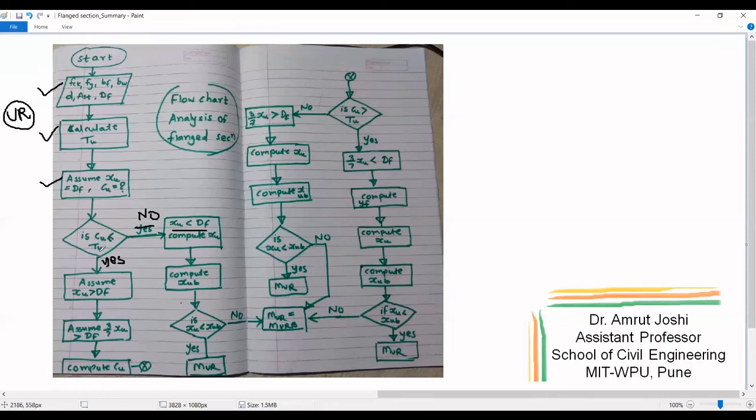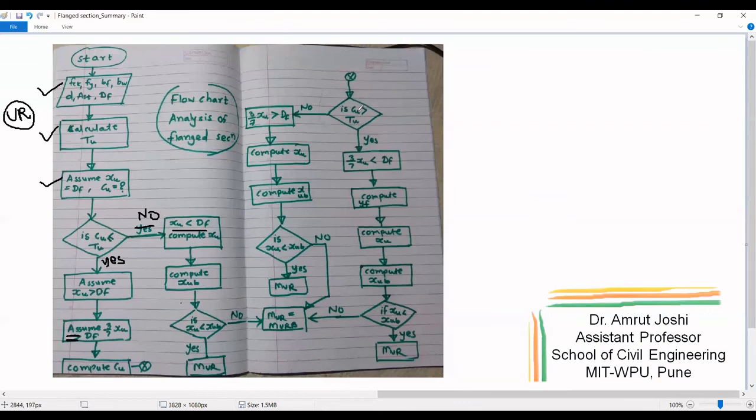Is Cu less than or equal to Tu? The other possibility is no, that means Cu is less than Tu. Therefore, we require more area on compression side. Therefore, we assume xu greater than Df and we assume 3/7 xu is equal to Df. So when 3/7 xu is equal to Df, that means the entire flange is going to be subjected to the stress of 0.446 fck. Then we compute Cu. We check this Cu with Tu.